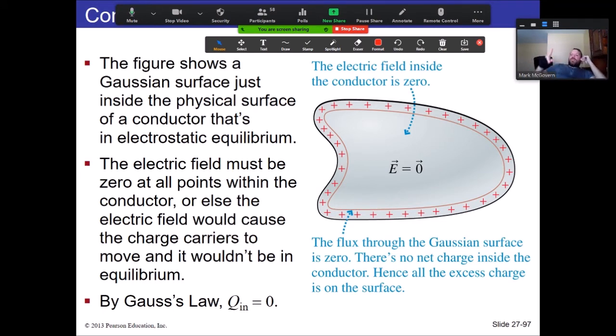So then what you could do is make a Gaussian surface, a weird Gaussian surface. It could be weird, but it matches the exact shape of your conductor, like this thing here. And what's Q enclosed? 0. So what's the electric field? 0. Okay, if Q enclosed is 0, the electric field is 0. It is.